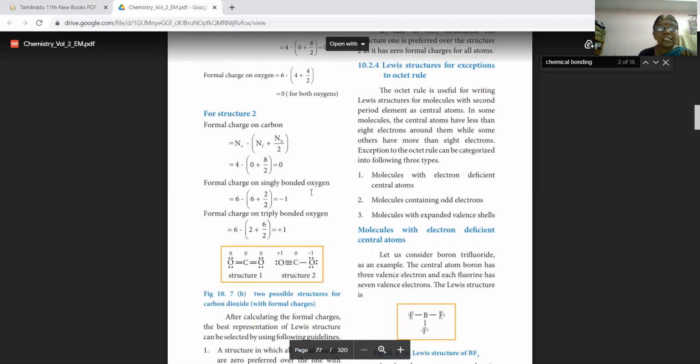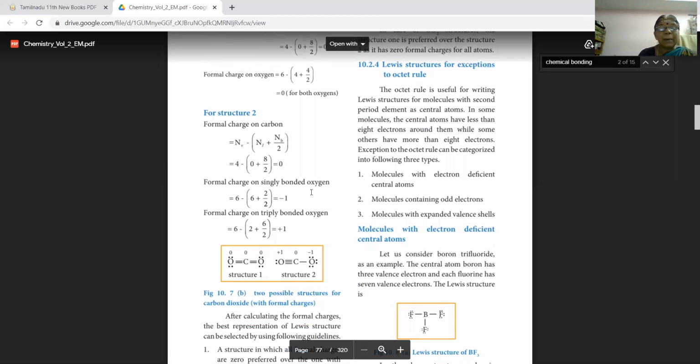So for the structure carbon double bond oxygen, double bond carbon, double bond oxygen, the oxygen as well as the carbon atom get 0 as the formal charge. And in the next structure, oxygen triple bond carbon single bond oxygen, the oxygen which has the triple bond has the formal charge plus 1 and carbon again 0, and the oxygen which has the single bond gets the formal charge minus 1.